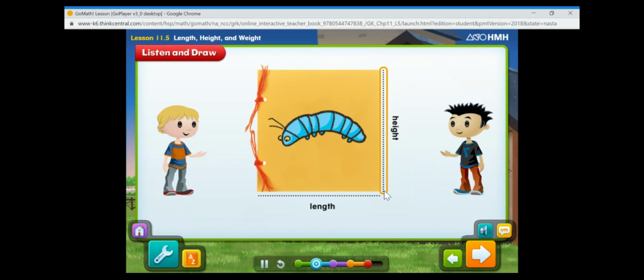How else can we measure a book, do you think? We measured its length and its height. What else can we do to describe the book? Right, we can measure its weight. Who knows some ways that we can measure weight? Right, you could hold it in your hand. You can use a scale or a balance scale, just like we learned about in math on Tuesday.